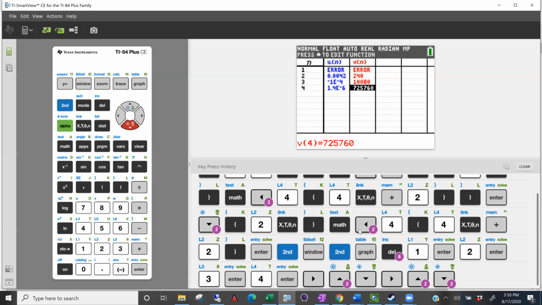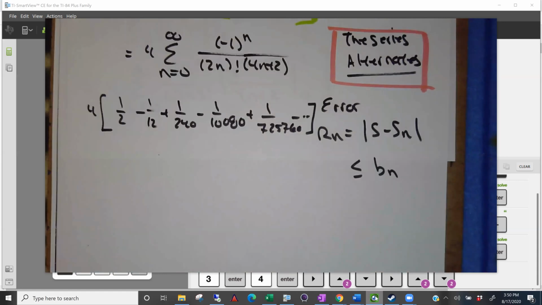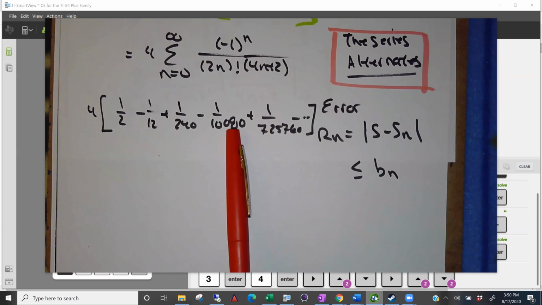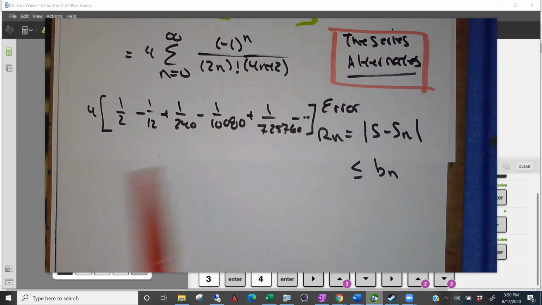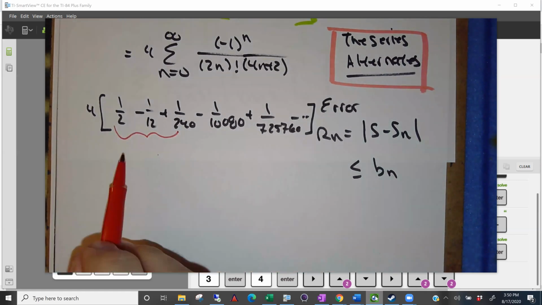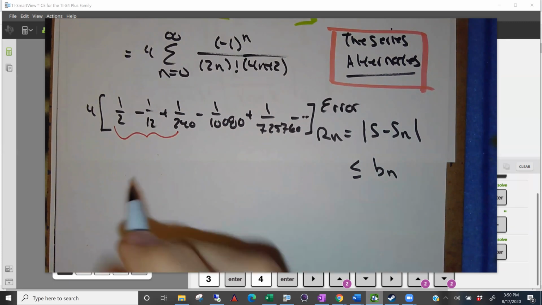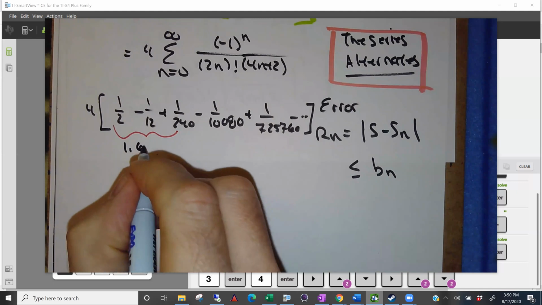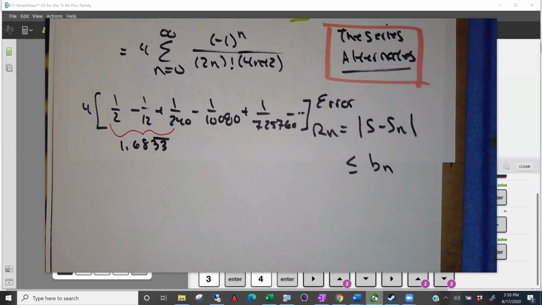So it looks like this. So the first term I can leave off is really this one, because this will be a little bit less than 10,000, which means my error is less than 1/10,000th, which is what I wanted. So if I just use those first three to come up with my estimate, I get 1.6833 bar, which isn't too bad.